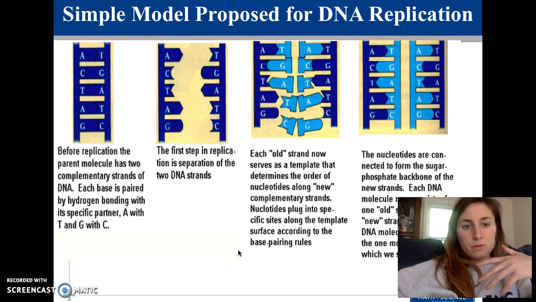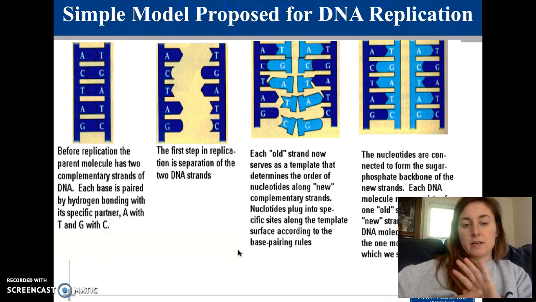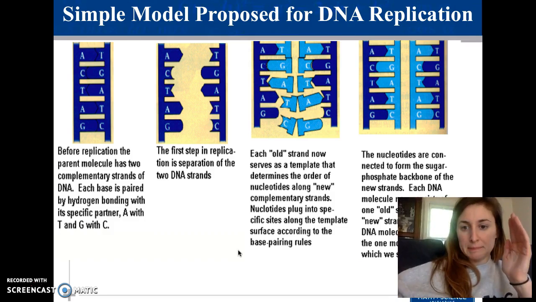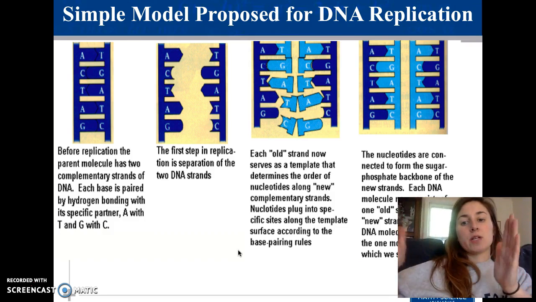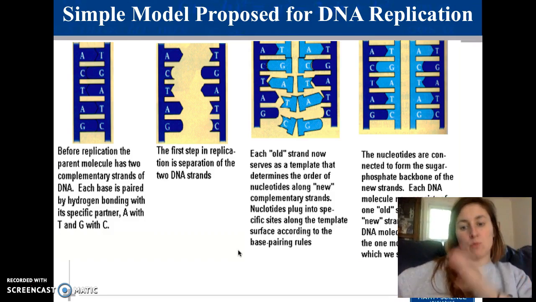This was the model they proposed. Basically, they believed that the first step to replication was the separation of 2 strands. Each old strand functioned as a template, and so the nucleotides start plugging in along that open template. Then the nucleotides are formed with hydrogen bonds, and they create the new backbone, and so each DNA helix contains 1 strand of old DNA, 1 strand of new DNA.